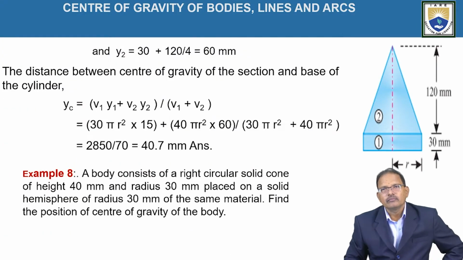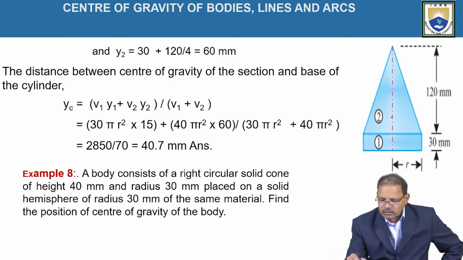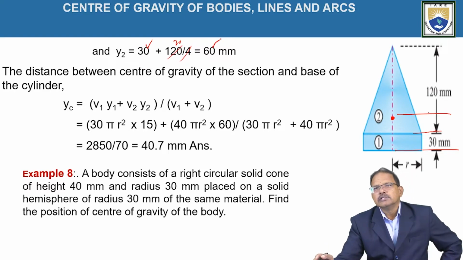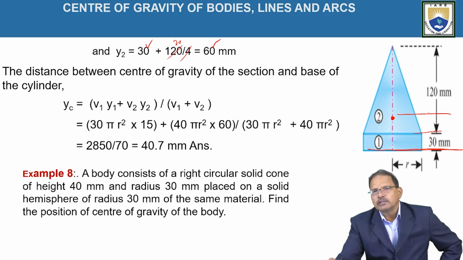Similarly, the position of the centroid for the right circular cone is at a distance of h by 4 from its base. That means from the bottom position, it is 30 plus h by 4, which is equal to 30 plus 120 by 4, which is 30. So, when I add, the resulting value is equal to 60 mm, representing the position of y2. That means the position of the center of gravity for the right circular cone with reference to the reference line which is passing through the bottom of the composite figure.